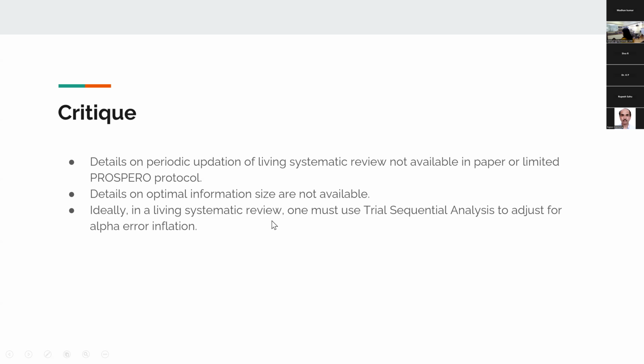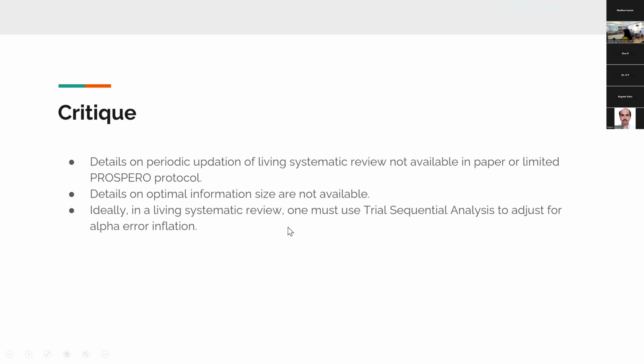Details on optimal information size are not available. Optimal information size is the systematic review analog of a sample size for an RCT. It's not necessary that you do an optimal information size, but GRADE for systematic reviews actually recommends that you pre-specify this, so that if it is not specified, then you downgrade for certainty of evidence.